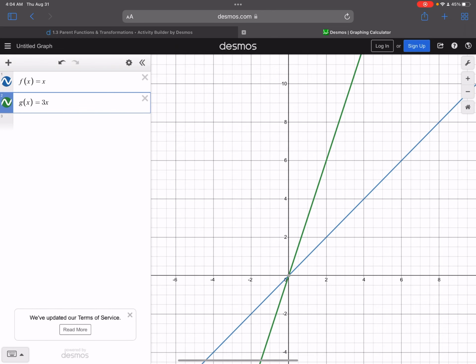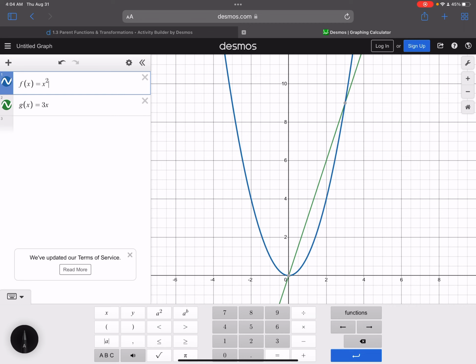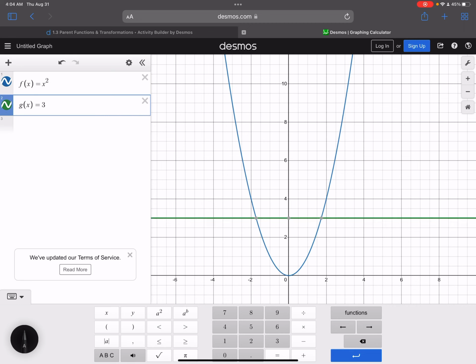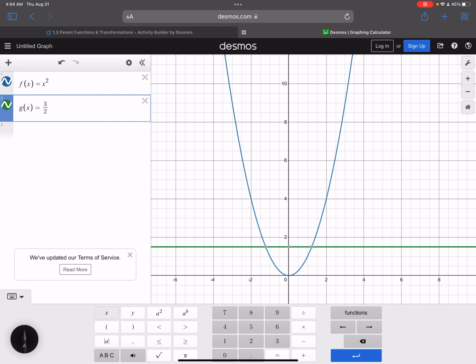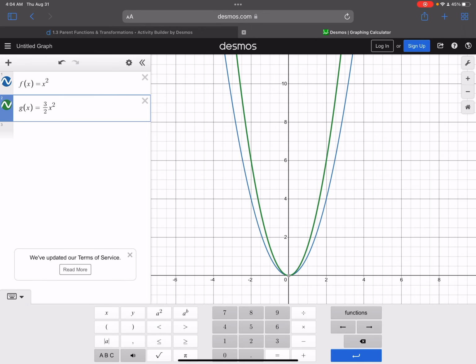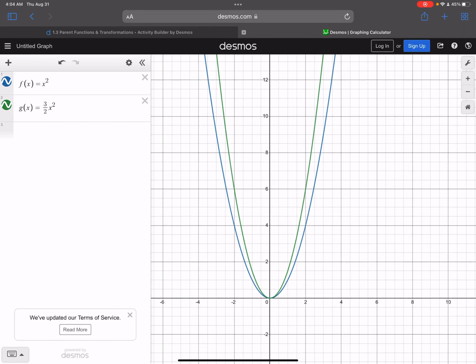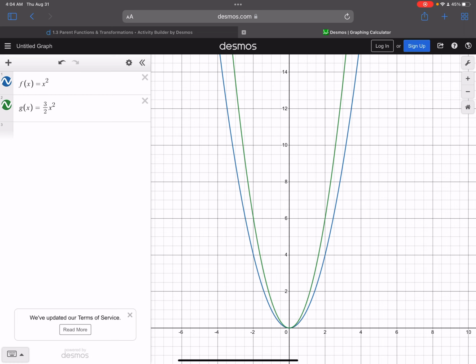Okay, 3/2 x squared, we're working with quadratic. Okay, so from blue to green, again, it looks like I'm pulling it up. That's a vertical stretch. 3/2, don't let it fool you just because it's a fraction. That is bigger than 1. If I type 3/2 in my calculator, I'm going to get 1.5. So, vertical stretch.